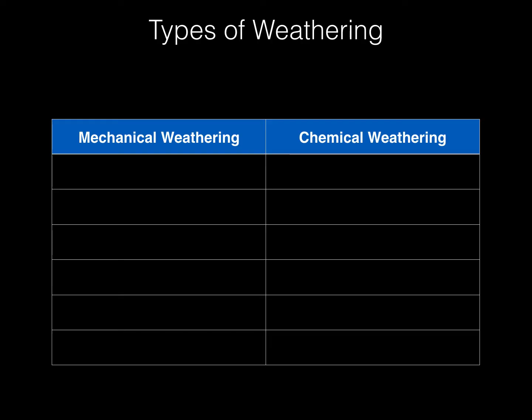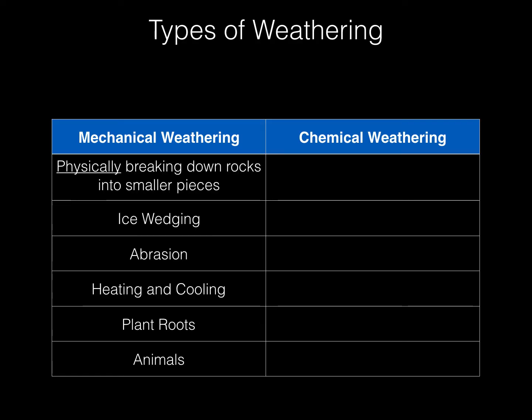So you have a chart on your table. You have two different types of weathering. There's mechanical weathering, also known as physical weathering, and then there's chemical weathering, which if you can't infer about that, is done by chemicals. So I'm going to give you examples of mechanical weathering first, and then I'm going to give you examples of chemical weathering after that. But the first box is going to be the definition.